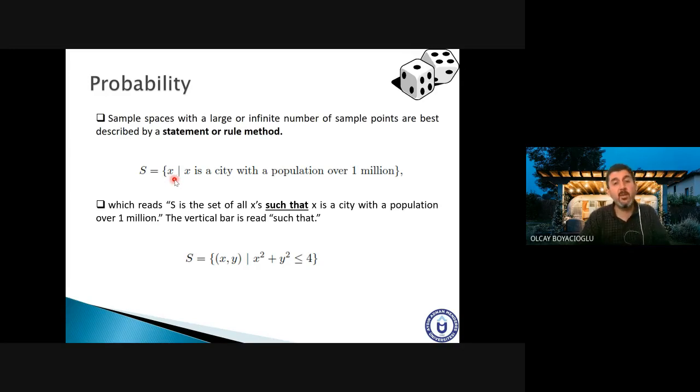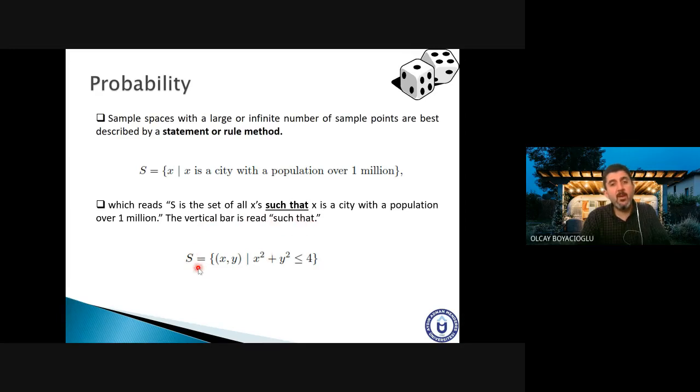Right? Start with Istanbul, Tokyo, Mexico City, New York, what else? I don't know, like Miami maybe is another one, Munich, Moscow, okay? All the big cities, instead of writing them, don't write the names, just make a description. And how are we going to read this description? Here, which reads as S is the set of all x's such that X is a city with a population over 1 million. Vertical bar reads such that.